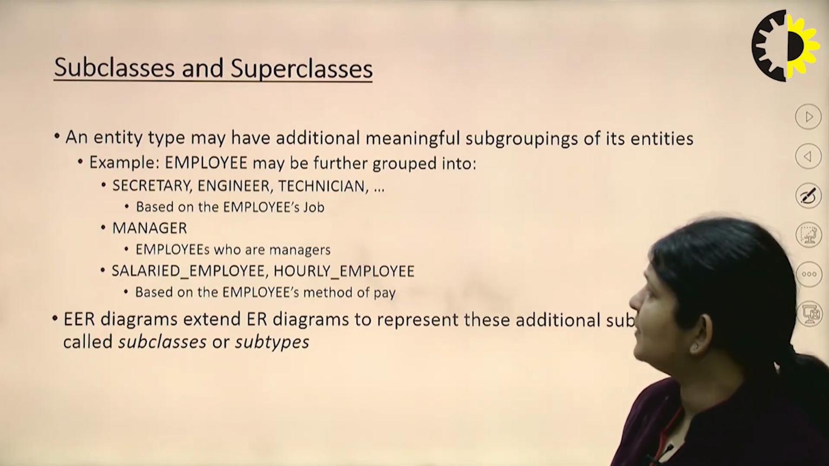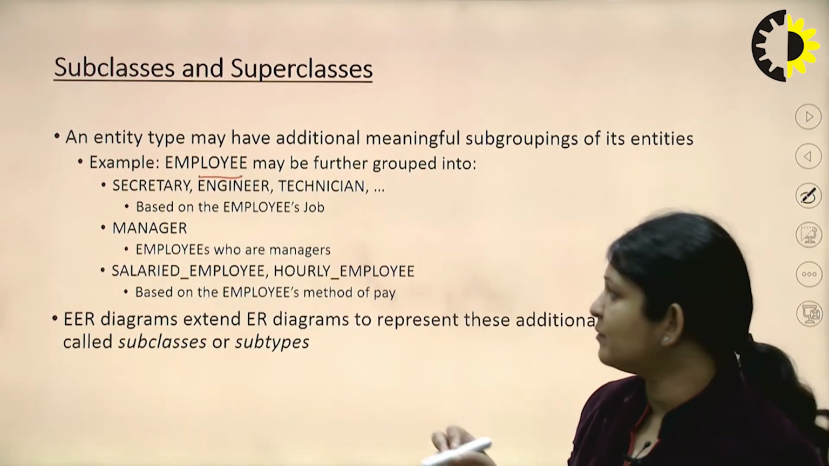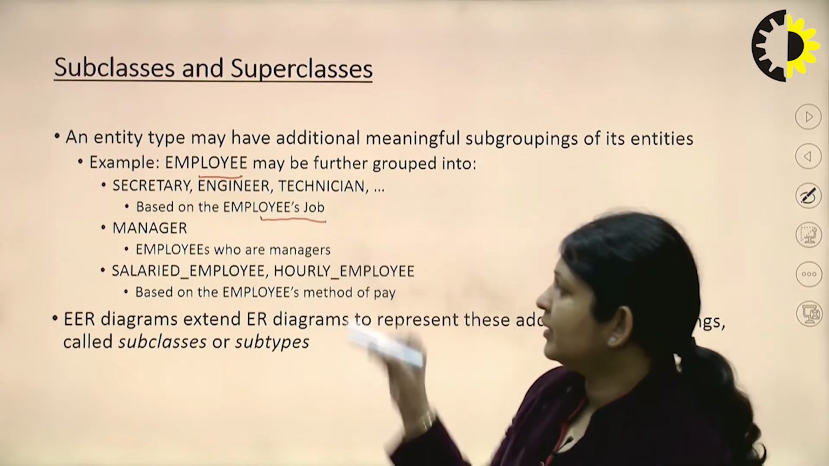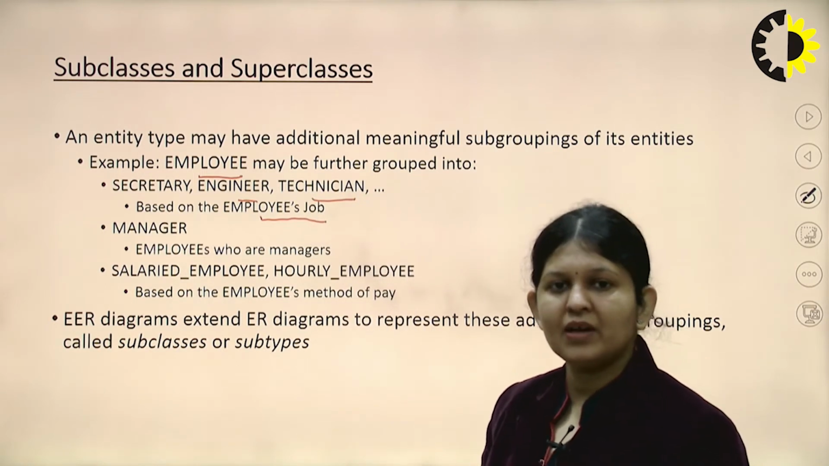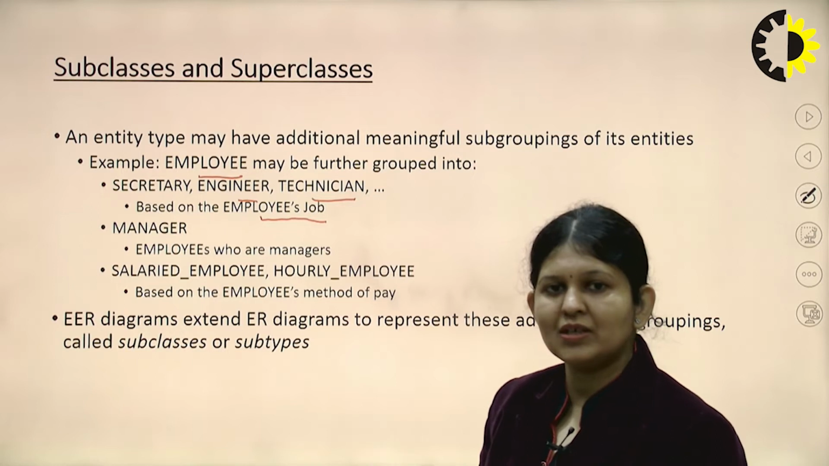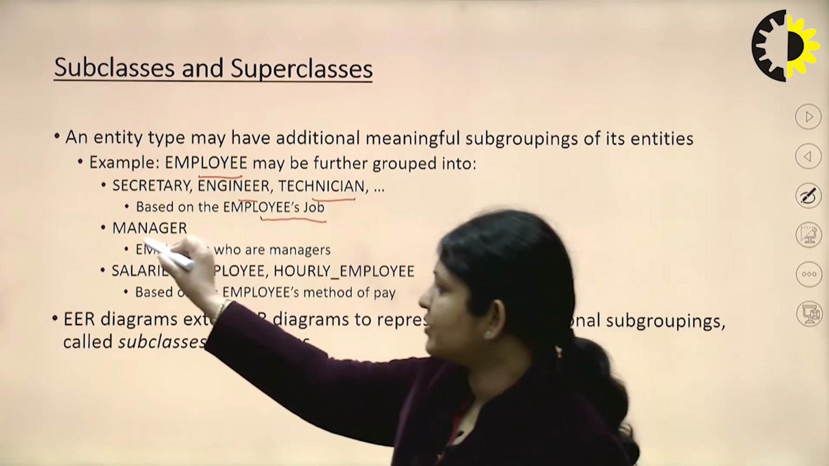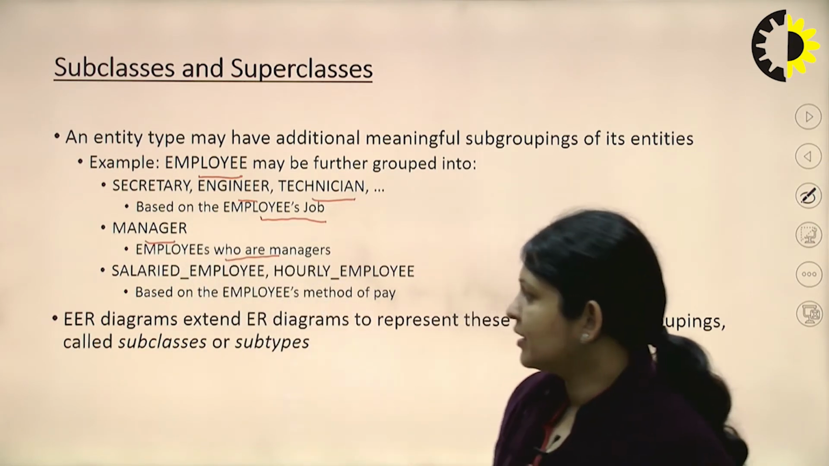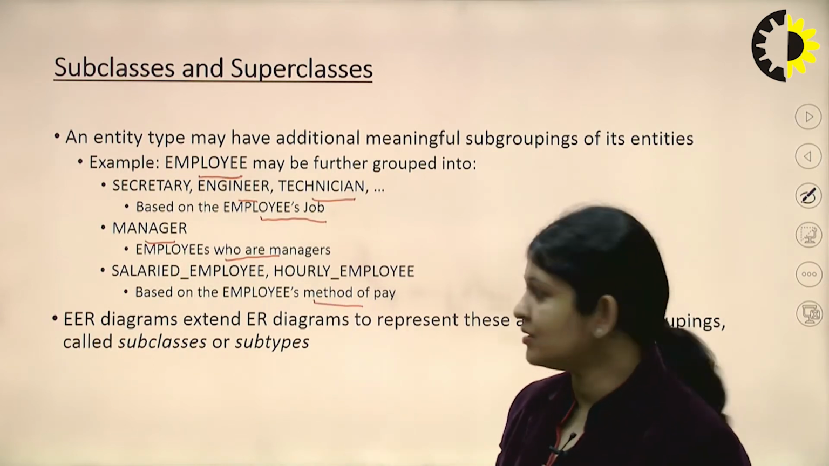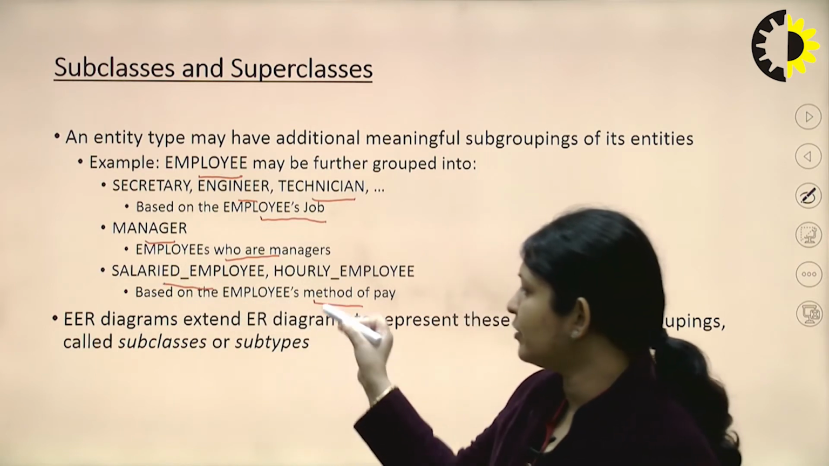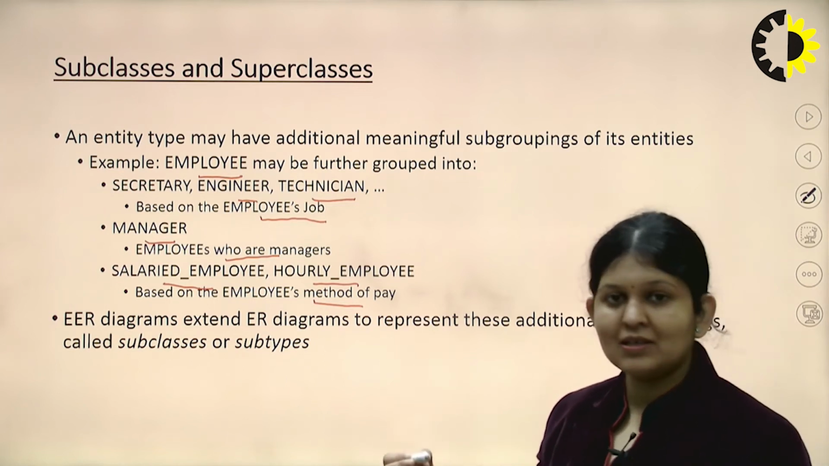Here, for example, we have the employee. An employee can be further subgrouped, depending upon the employee's job, into secretary, engineer, technician. They may not be doing the same kind of work within an organization, so we need to categorize them depending upon the kind of work they are doing. Similarly, we may have managers, that is, employees who are managers. Likewise, depending upon the method of payment, we may have certain employees who are salaried employees and certain employees who are hourly based employees. So this is how the subclasses or the superclasses can be designed.